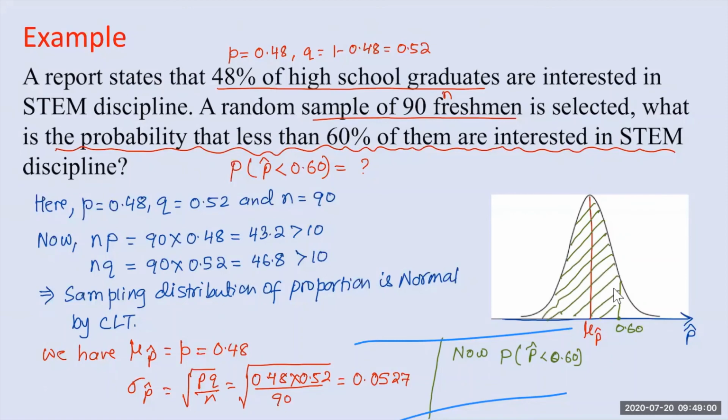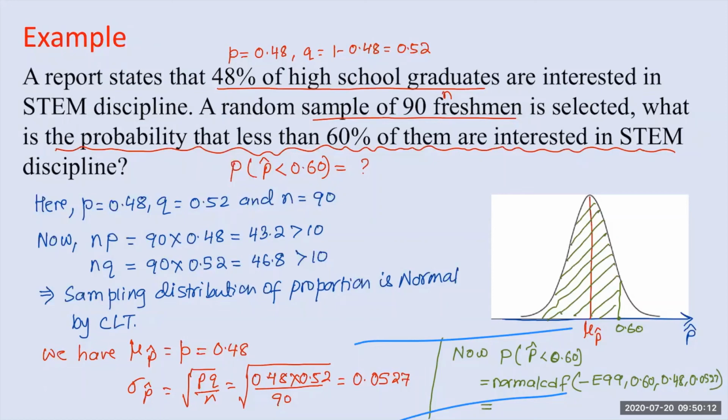Whenever we are calculating area under the curve or the probability, we use normal CDF in our calculator. So let's write that down: normal CDF. Your lower limit for the area goes up to negative infinity on this side, so negative E99. The upper limit for the area is 0.60. The mean is equal to 0.48. We got the standard deviation here, which is 0.0527.